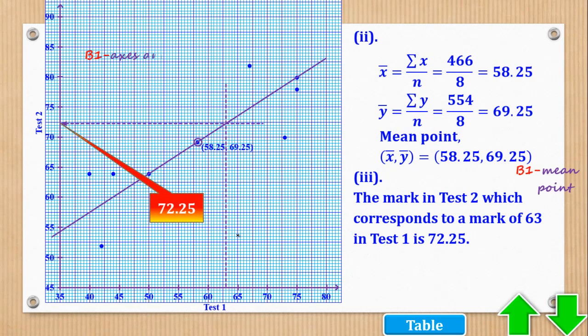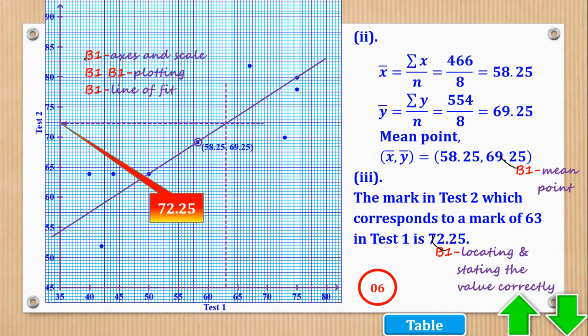So let's see the marks. B1 for mean point, B1 for estimation, B1 for axis and scale, 2 B1s for plotting. So I think you realize that you must be careful when you are plotting. If this point is wrongly plotted, it means you'll get only B1, and this one can't be got, this one can't be got. So you should be keen when plotting.